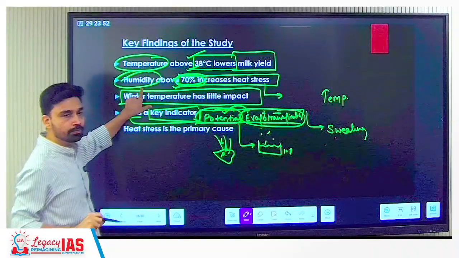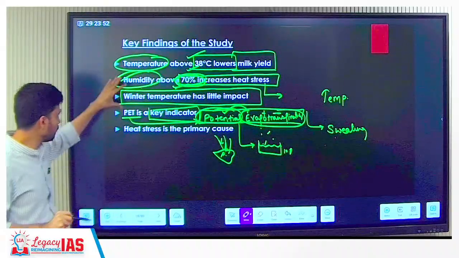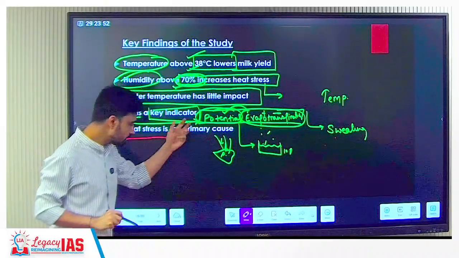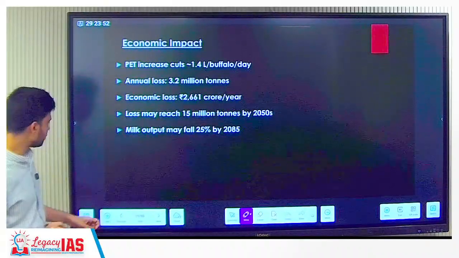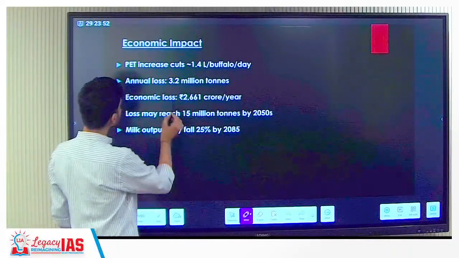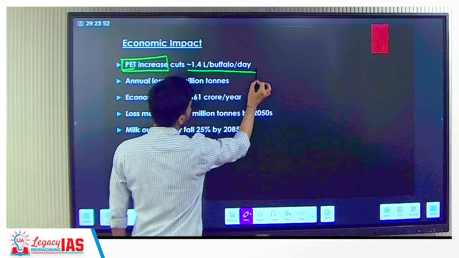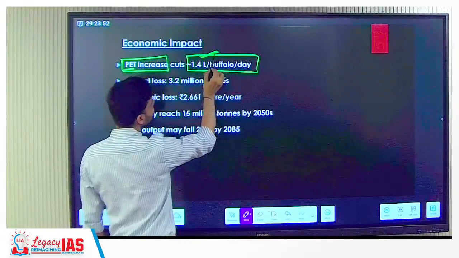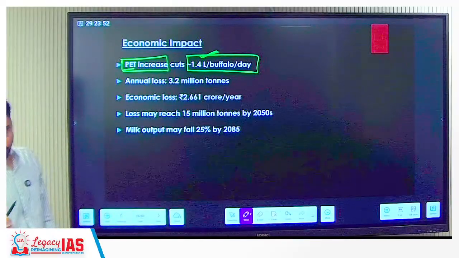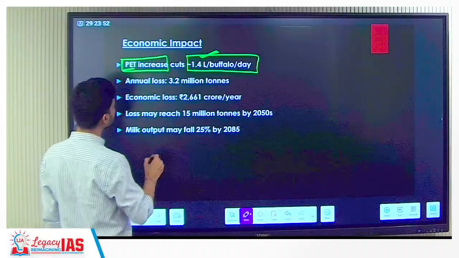Evaporation depends on what? Humidity. Evaporation also depends on what? Temperature, right? So that will be a combined idea of temperature and humidity. Heat stress is the primary cause of this decline in cattle milk yield. What the report is saying is that if PET increases, it would cut the milk production by how much? 1.4 liters per buffalo. Okay, if we take buffalo into consideration, its milk yield will decline by 1.4 liters per day.